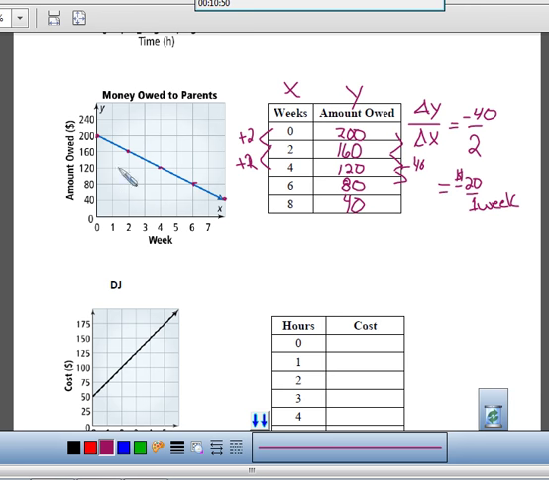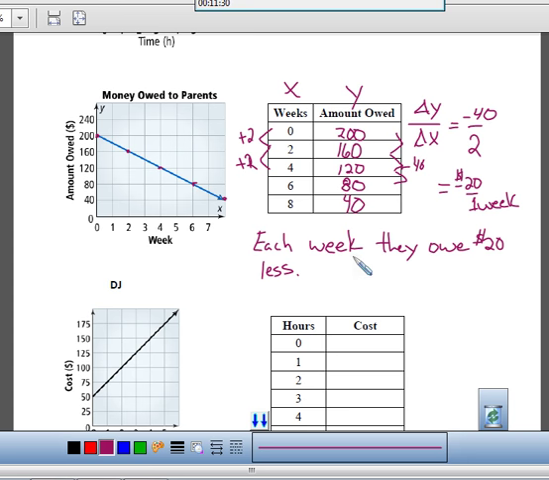So what the rate is for this graph and this table and this situation is the amount of money is decreasing $20 per week. Okay? Each week they owe $20 less. Or they pay $20 each week.